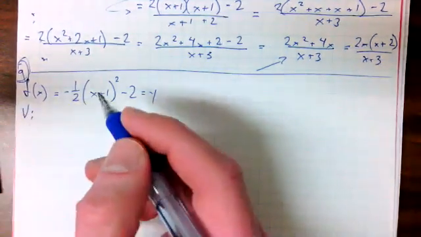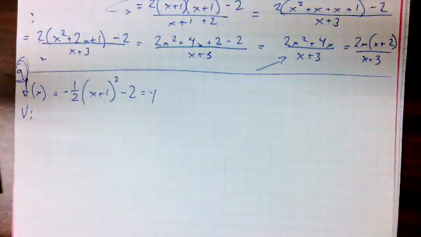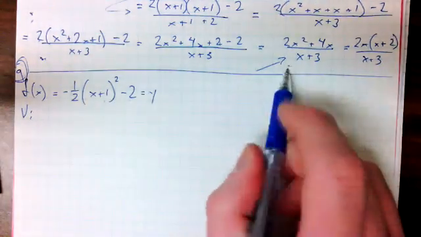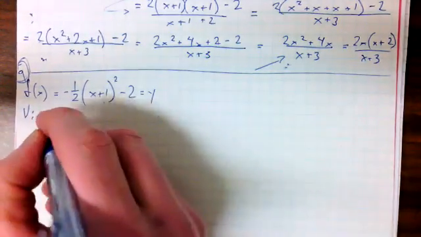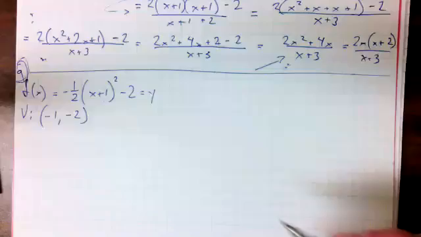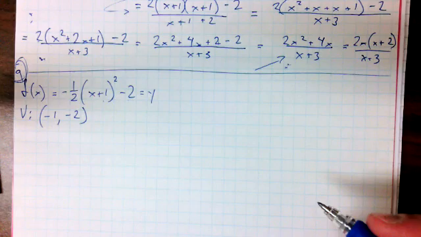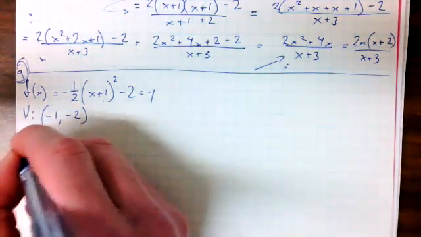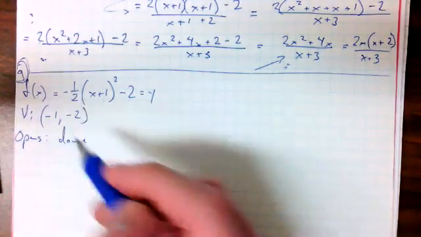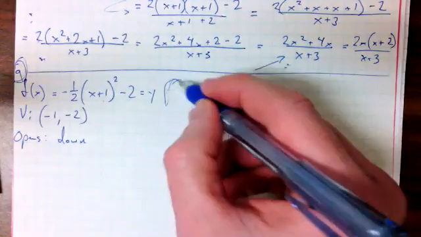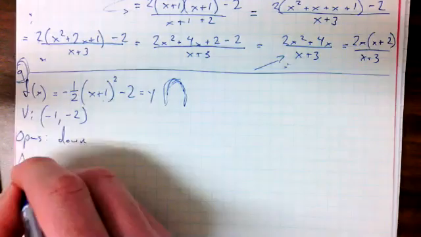So the vertex, when are we supposed to graph this? First, do all this stuff, and then, okay. The vertex is negative 1, negative 2. It opens down because it's negative. So it's going to be like this shape. Opens down. Next question, axis of symmetry.